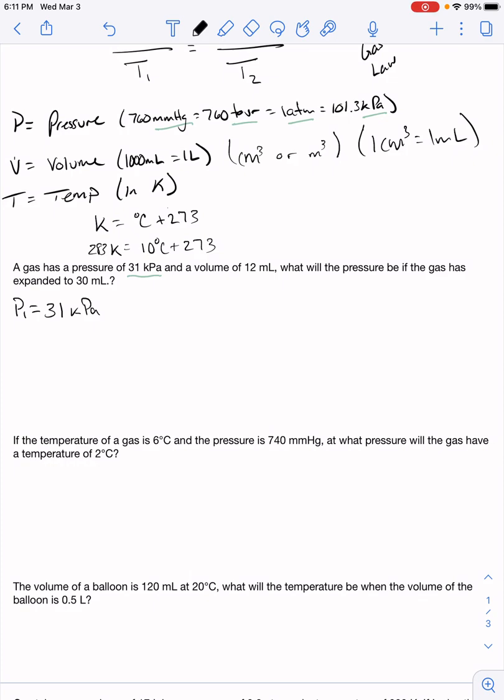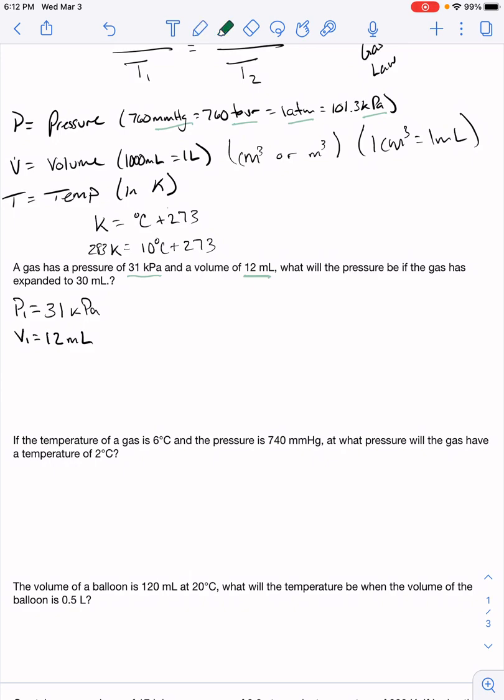Now, after that, it does matter based on what we're given in the problem and how the wording goes, because the gas at that pressure is going to have a certain volume or a certain temperature, and we need to make sure that we're associating that as well. And so here, a gas has a pressure of 31 kilopascals and a volume of 2 milliliters. So 2 milliliters needs to be volume 1.